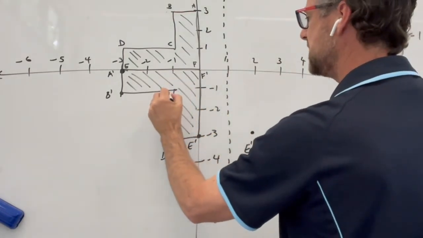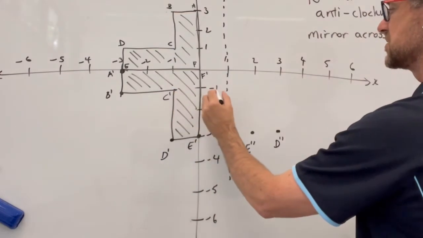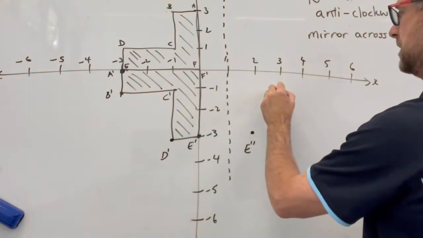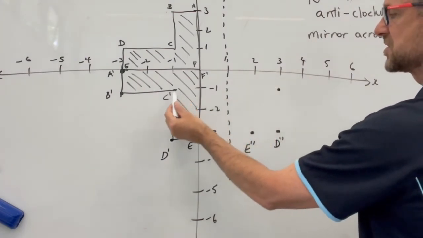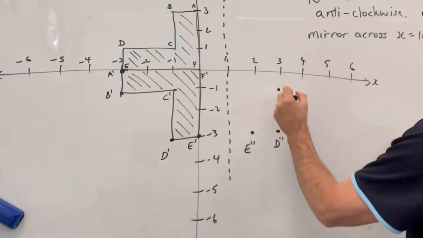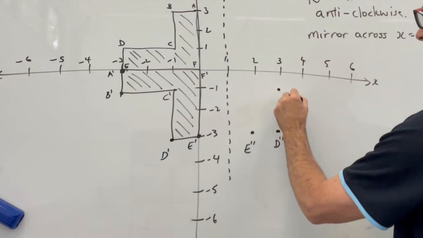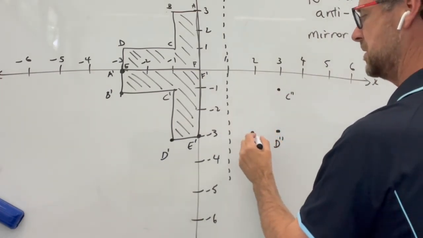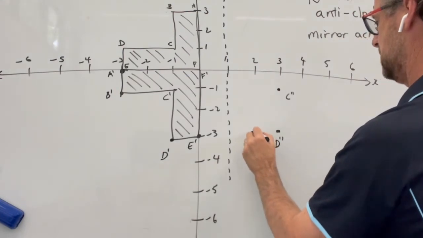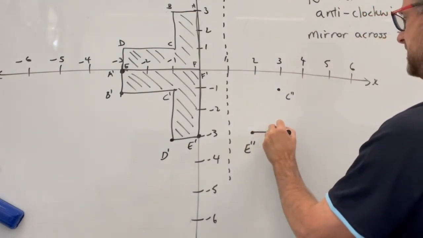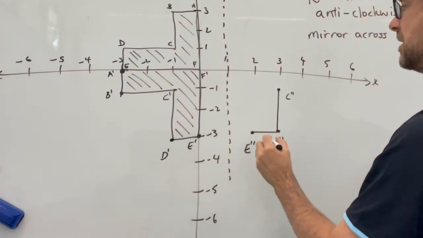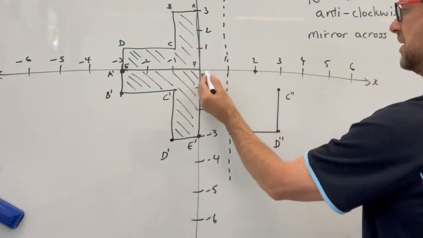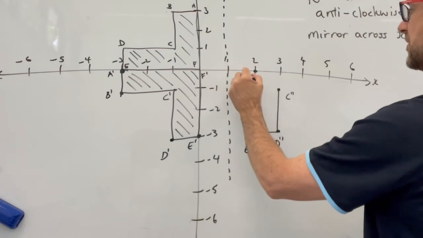Our corner C here, which I didn't mark, goes across 2. And we can see that the C is in line with the D, and the C here will be in line with the D here. So we're going to have this and then this. Our F comes across to here, so one from the mirror, one across, so it's going to become F like this.